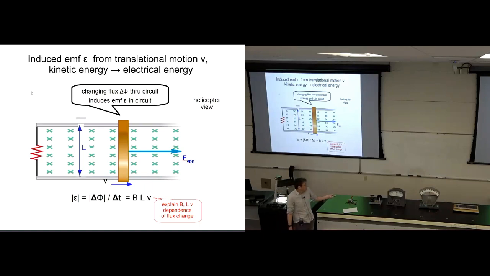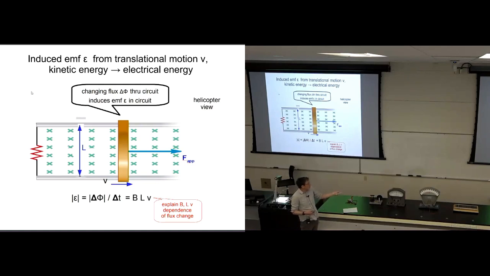It's in proportion to the speed that I move the rod at. The faster I move the rod, the faster I change the number of field lines through the circuit, and so the greater the EMF. So it makes sense that it depends on the speed. If I didn't move the rod, if V was 0, then I'd have no induced EMF. And if I could move it really fast, I get a large induced EMF. So it makes sense it depends on V.